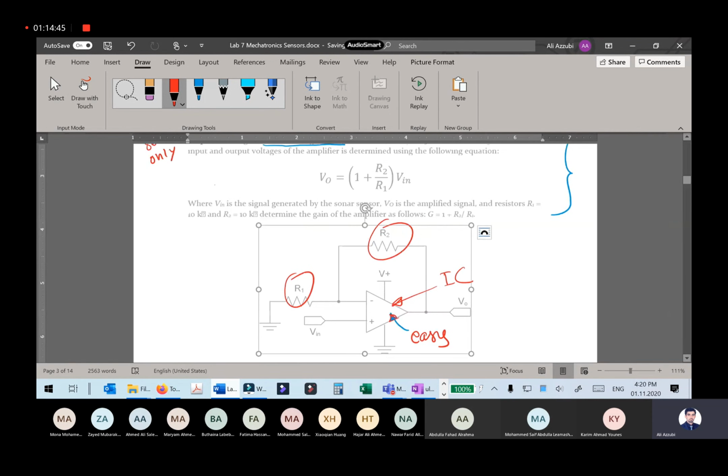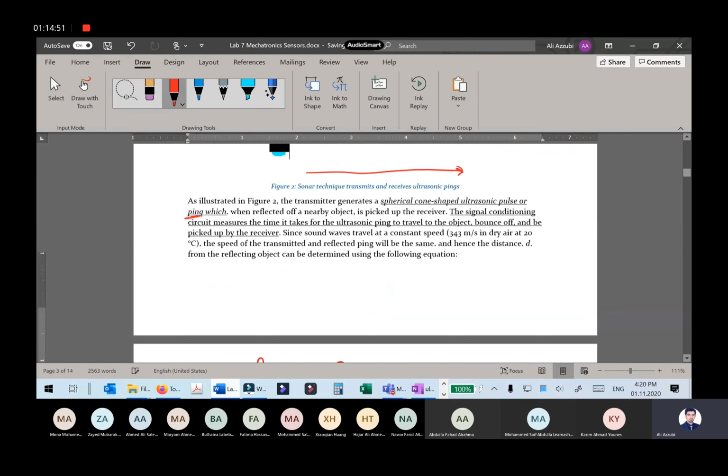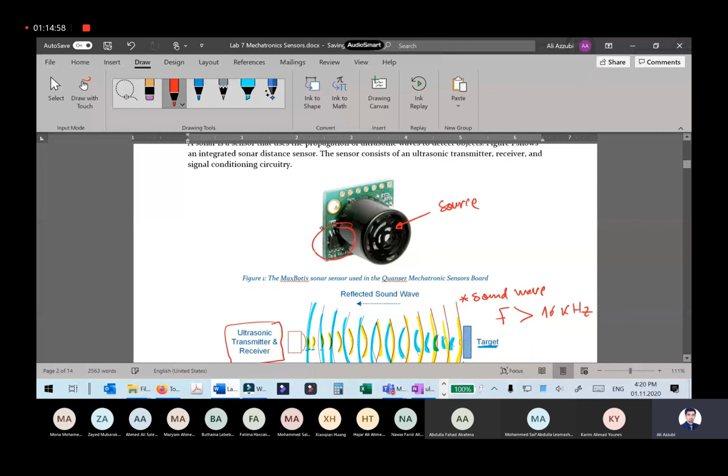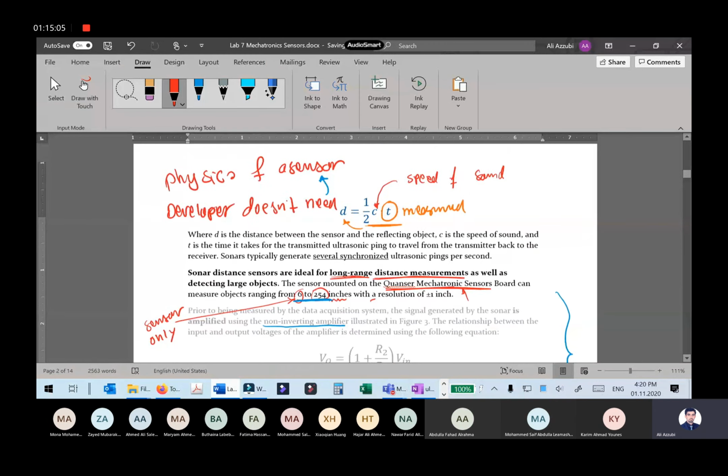Now this has been done for me in the sensor itself, so I don't have to worry about this. I just directly take the output from the amplifier. This is the IC where all of the conditioning is happening. This IC is the conditioning circuit.